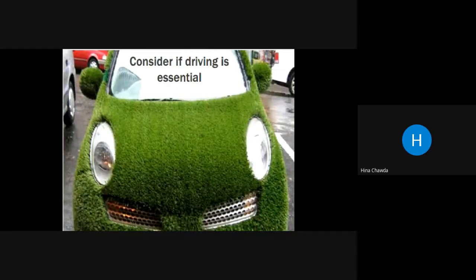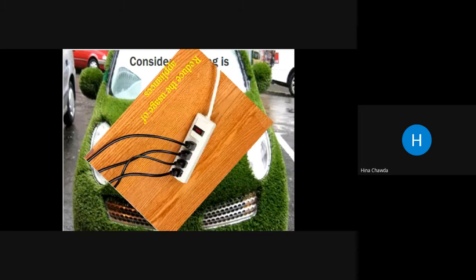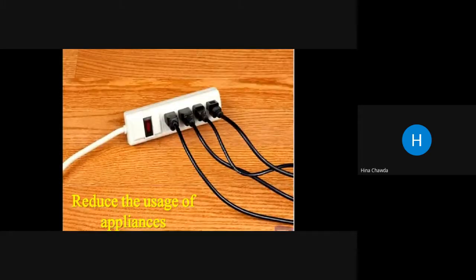For the first solution that I have put, drive your vehicle only if it is essential. Don't unnecessarily use your vehicle to go here and there. Just use it when it is essential and try to use electric vehicles that reduce carbon emission. That's how we can reduce carbon emission. And as you all know, carbon dioxide is a greenhouse gas which causes global warming.